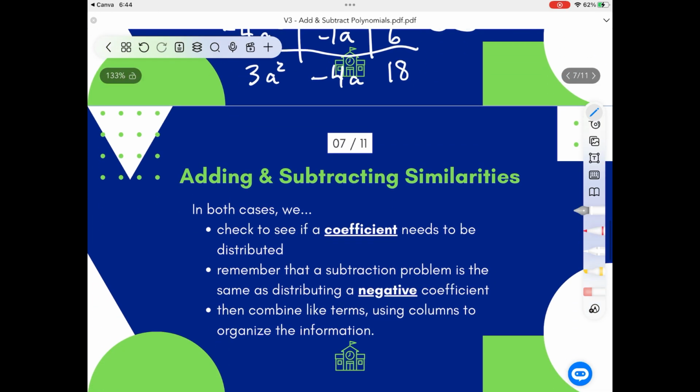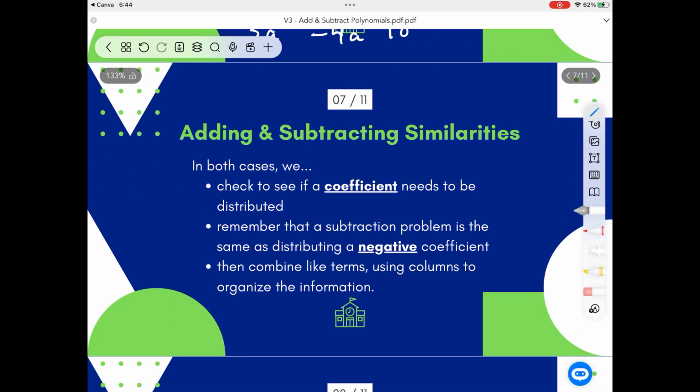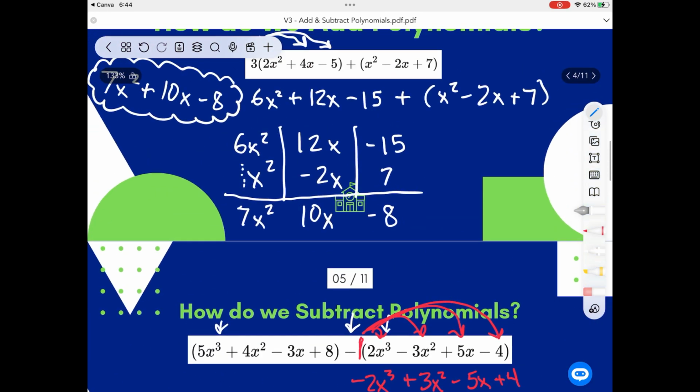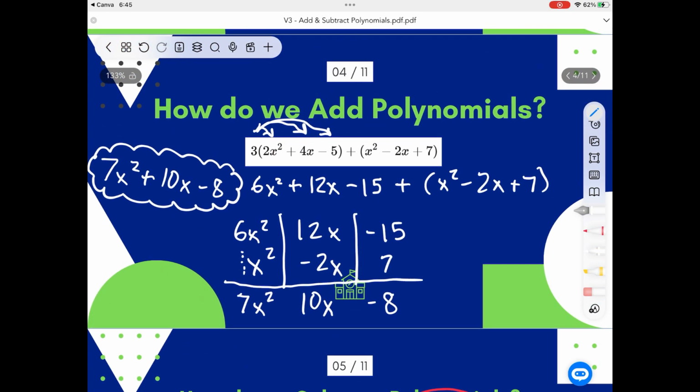So let's summarize what we just did in adding and subtracting. In both cases, we first check to see if there is a coefficient that needs to be distributed. We saw that, if I scroll back up for a second, in the second addition problem, we had to distribute that 3 because it told us we had 3 of those polynomials. And so we just multiplied each term in the original by 3.